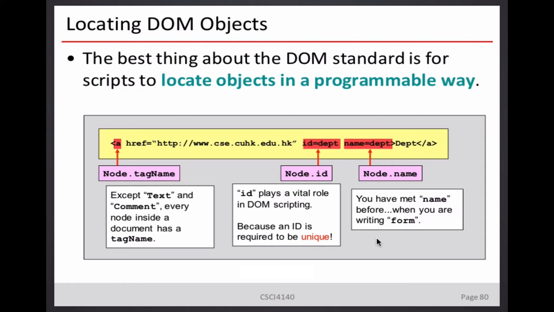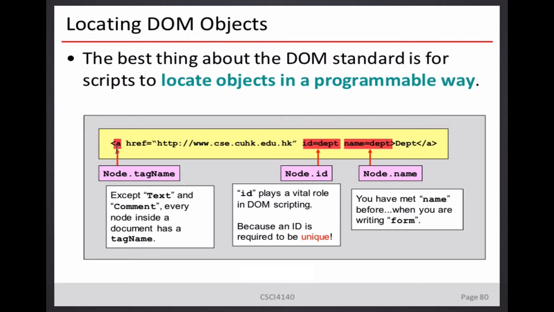So you need to use the ID in order to look for a unique item. Of course, in your page, you have to use unique IDs as well, okay? If you don't use unique IDs, no one will help you, okay? And there are other fields like name or its tag, okay? So we have tag name, we have ID, we have name.